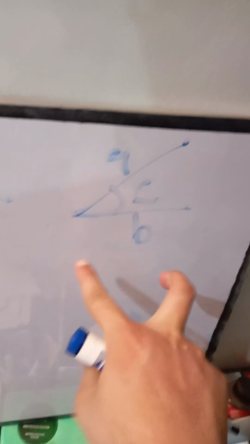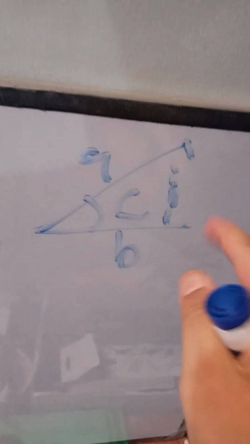Why does this work? This is the base. The sine C comes from this length: this height is a sine of C, meaning a sine C. So that's that.